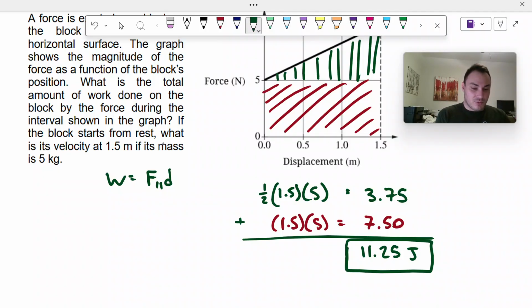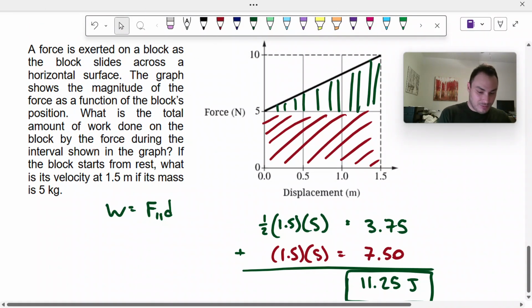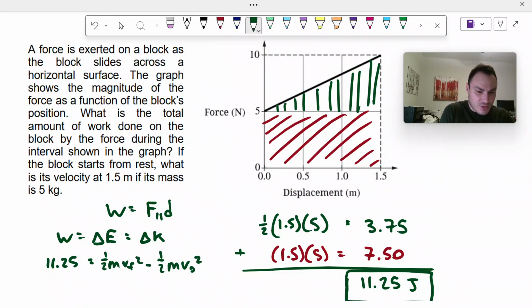Second part, if the block starts from rest, what is its velocity at 1.5 meters if its mass is 5 kilograms? So to analyze this question, we're going to use the work energy theorem. Work is equal to the change in energy. There's no potential energy as a part of this problem, so it's just going to be the change in kinetic energy. The work is 11.25. We just found that, and that equals the final kinetic energy, so 1/2 mv final squared minus the initial kinetic energy, 1/2 mv initial squared.